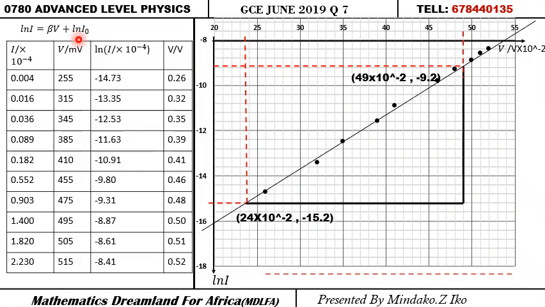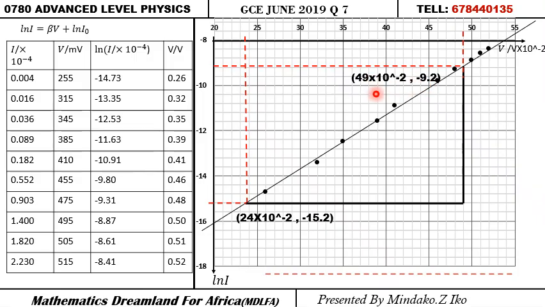So it means this is our beta, right? For us to calculate our beta, it simply means that we just calculate the slope, then equate it to our beta. But how are we going to calculate ln I naught? Since our graph doesn't begin from 0, we have to use a point. So I can choose this point, 49 times 10 to the minus 2, comma, negative 9.2, to calculate this ln I naught. How? What is my ln I actually? My ln I is this value, this negative 9.2.